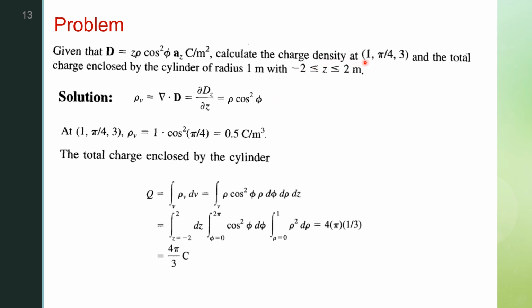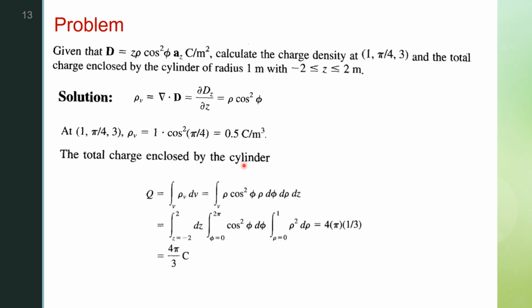Calculate the charge density at the point (1, pi by 4, 3). So at (1, pi by 4, 3), rho v is equal to, where rho is equal to 1, phi is equal to pi by 4, we'll get rho v is equal to 1 into cos square pi by 4, and that is equal to 0.5 coulomb per meter cube. So we are done with the first part. We calculated the charge density. What's the second part? Calculate the total charge enclosed by the cylinder.